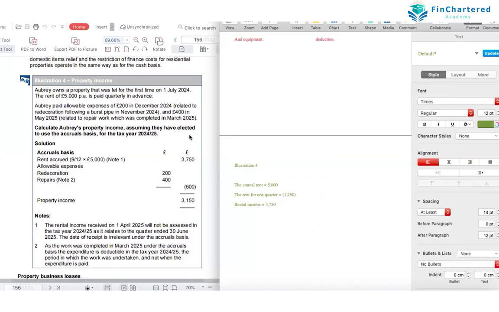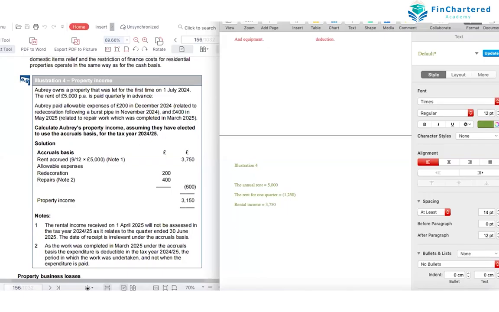In December, we took the entire 5,000. Why? Because we paid cash this year. So we've taken that into consideration. But in August, we haven't taken the entire 5,000 because 1,250 relates to a later period.